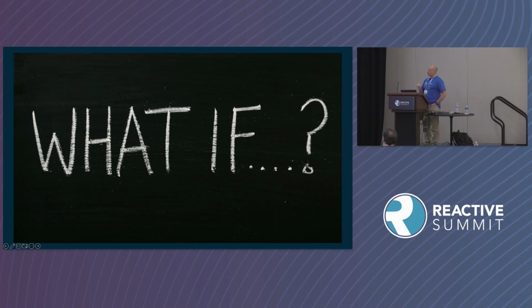What if the problem is not really the monoliths themselves? What if the problem is really the way that we integrate the system? What if we're going about that process the wrong way? And that's what I want to focus on primarily.